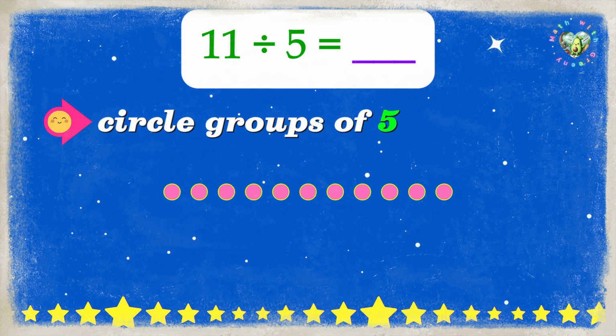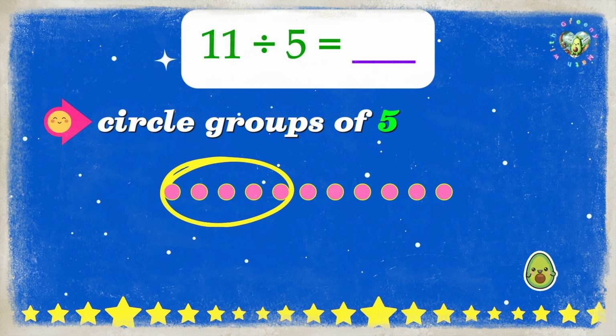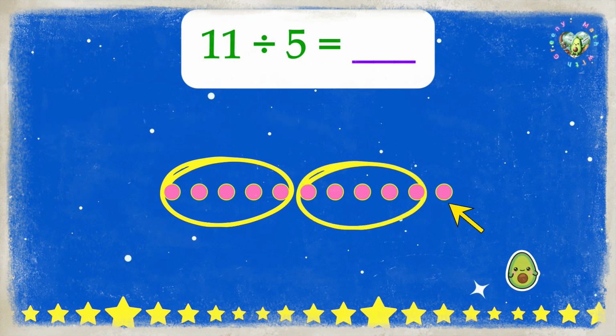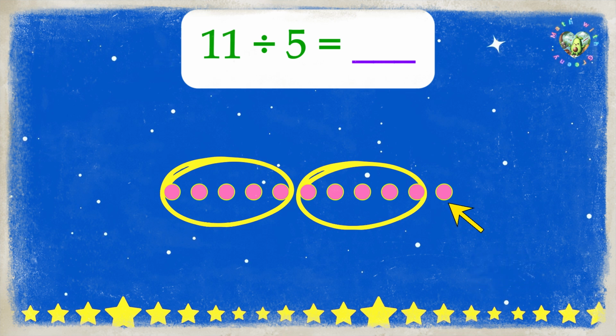Circle groups of 5. All right. Circling. 1 group of 5. And another group of 5. Oh, there's 1 dot left outside. What should I do with it? Don't worry. That little dot just sits there. It's the remainder. Now, let's move to step 3.